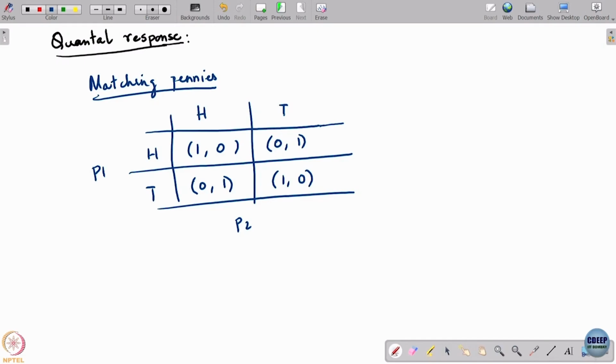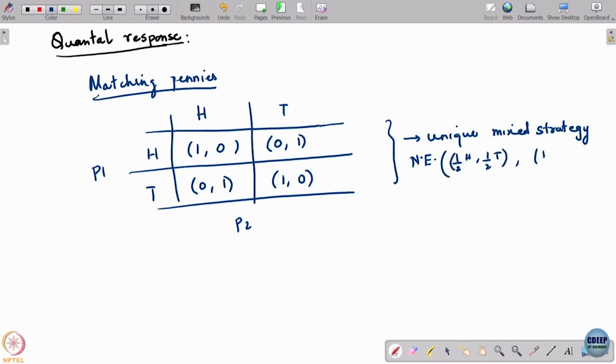Now, there is no pure strategy Nash equilibrium, but there is a mixed strategy Nash equilibrium, and in fact there is exactly one. And what do you think that would be? Yeah, because of the symmetry of the problem, each player plays heads or tails with probability half. This is the Nash equilibrium.